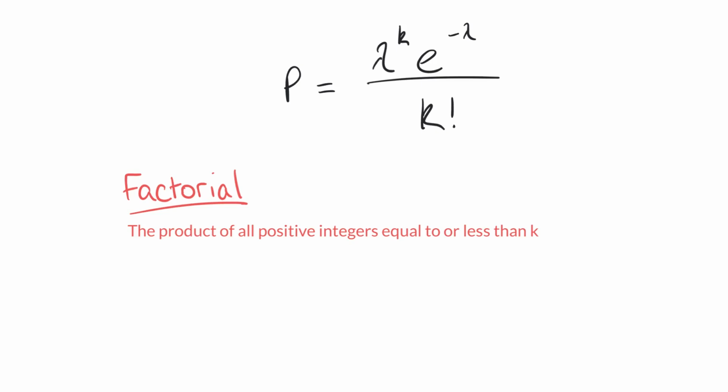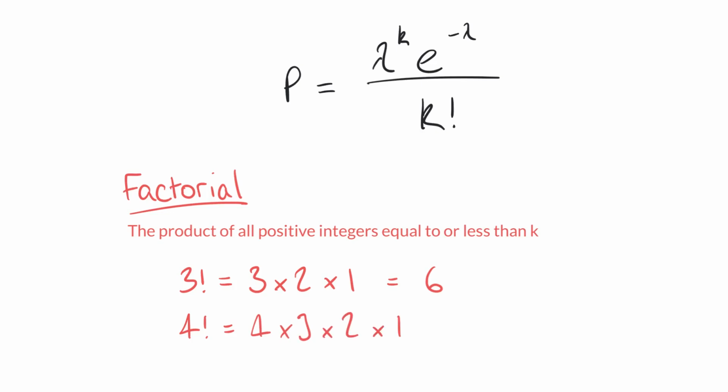So what I mean by that, here's an example. 3 factorial, so 3 with an exclamation mark, would be equal to 3 times 2 times 1. And that gives us an answer of 6. Here's another example. 4 factorial would be 4 times 3 times 2 times 1. Every number that's equal to or less than 4 multiplied together. And that gives us a result of 24 in this case.